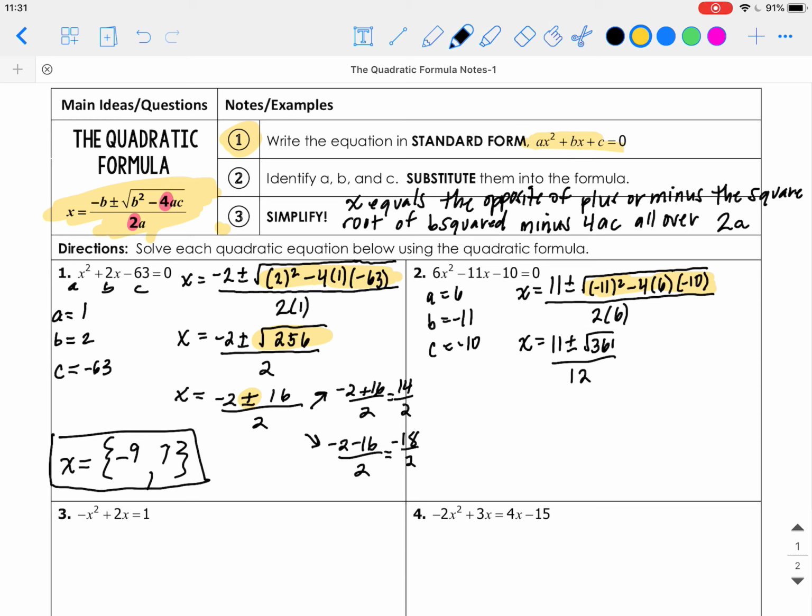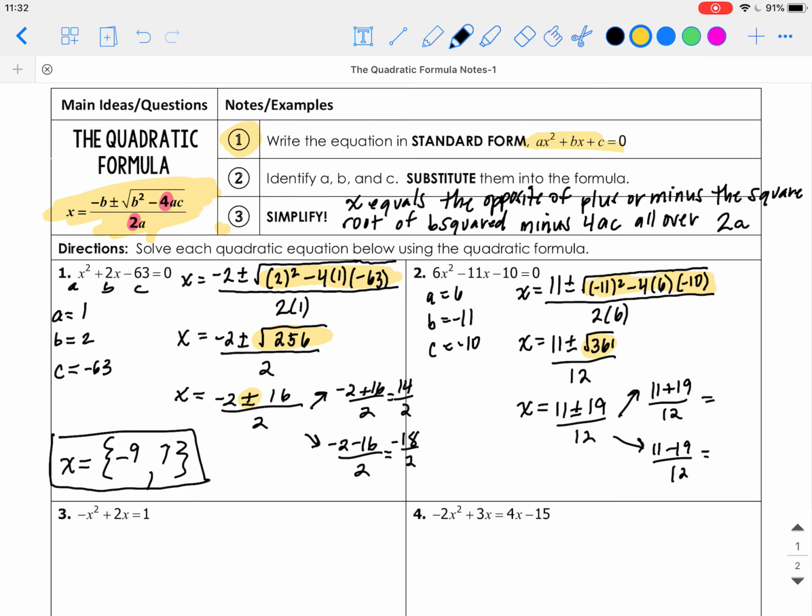So I simplified what was under the radical, and I know I can actually simplify this further thanks to what we learned before. So the square root of 361 is going to simplify, and that is going to be 19. That's a nice one. All over 12. So again, as stated before, I actually have two little things that I need to simplify here. I have 11 plus 19 over 12, and I have 11 minus 19 over 12.